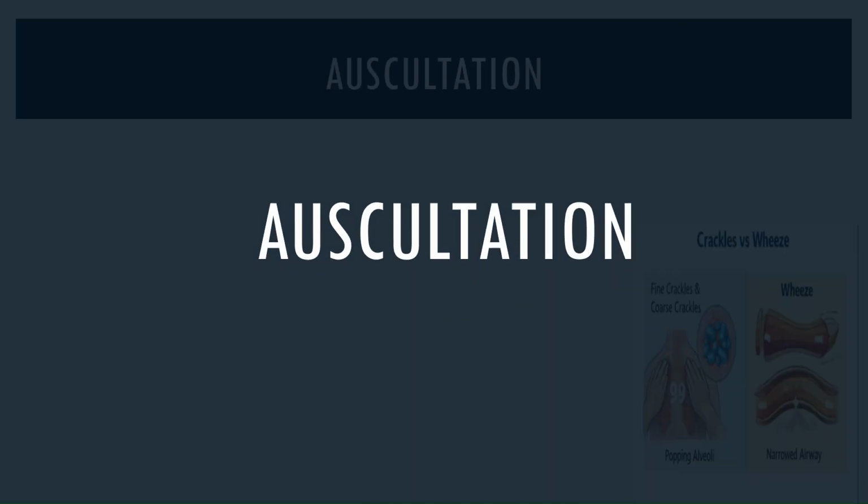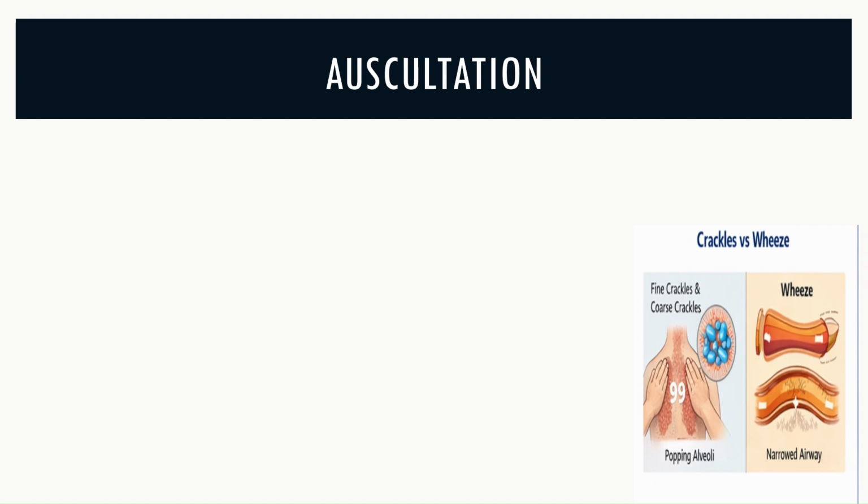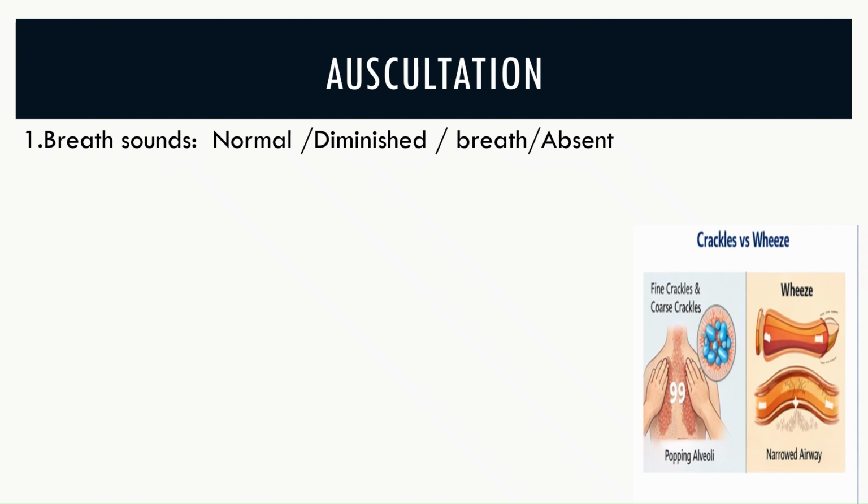Auscultation. Auscultation is the final step in respiratory system examination and helps to identify airflow abnormalities and additional lung sounds. Breath sounds are first assessed and may be normal, absent or diminished depending on underlying lung pathology.